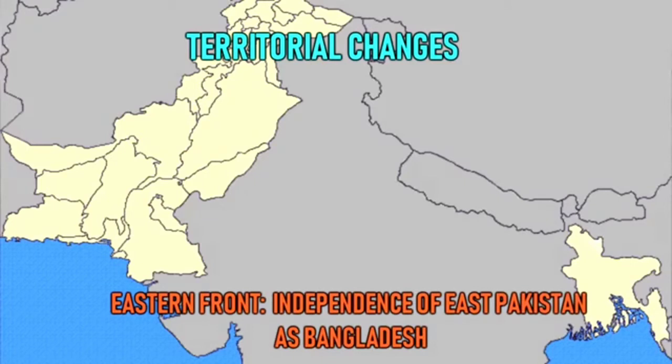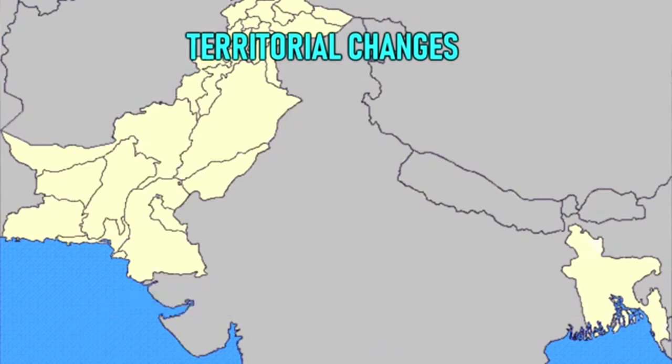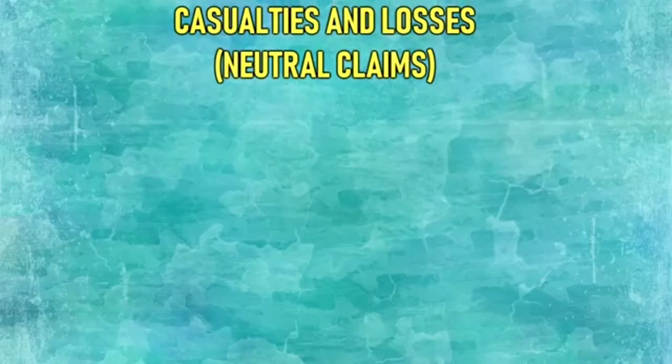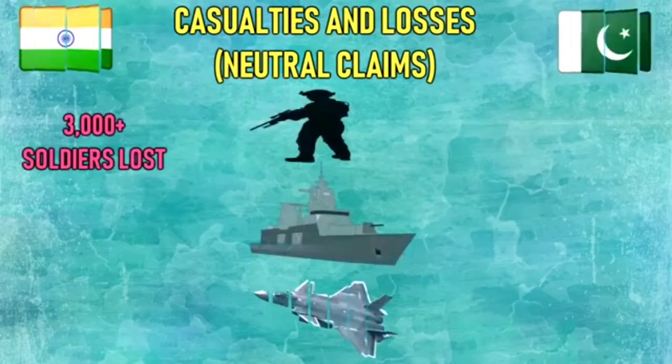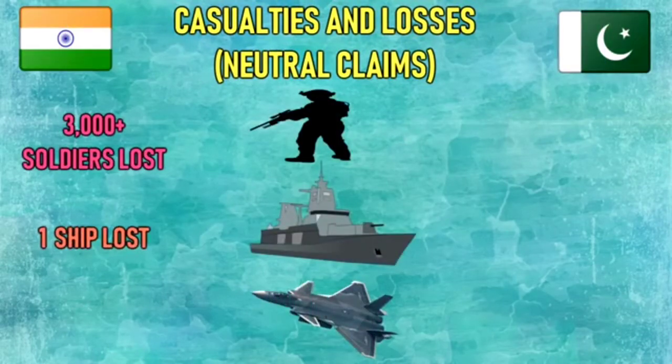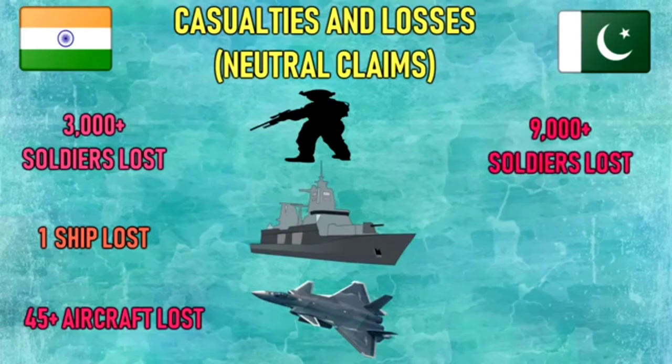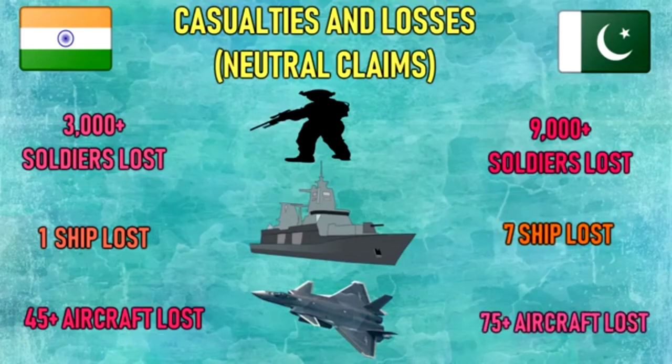Territorial changes. Eastern Front: independence of East Pakistan as Bangladesh. Western Front: Indian forces captured around 5,795 square miles of land in the west, but returned it in the 1972 Simla Agreement as a gesture of goodwill. Casualties and losses. India, 3,000 plus soldiers killed. 1 naval ship lost. 45 aircraft lost. Pakistan, 9,000 plus soldiers killed. 90,000 plus soldiers captured. 7 naval ships lost. 75 aircraft lost.